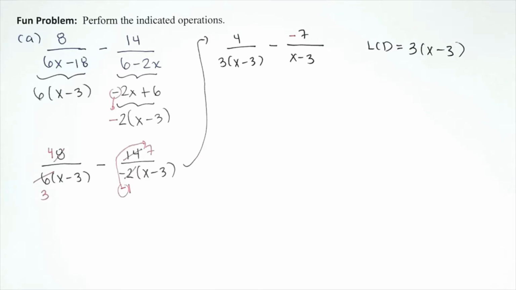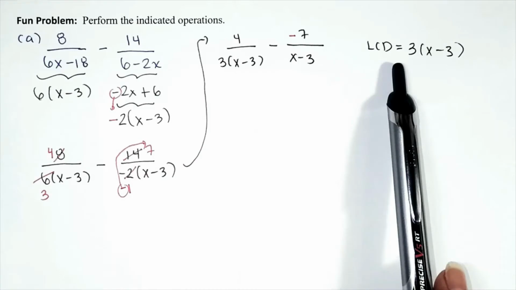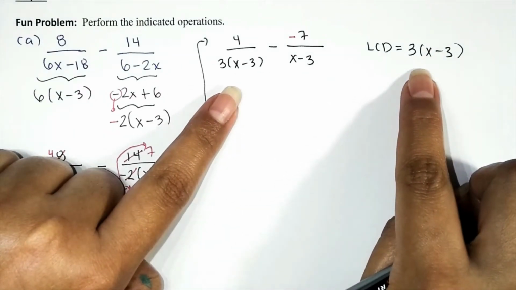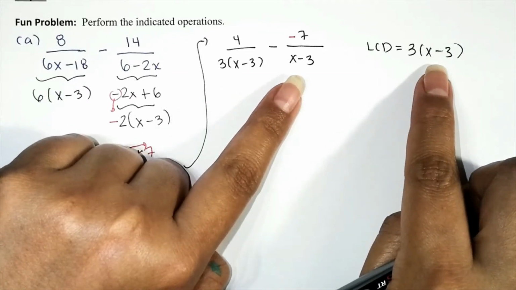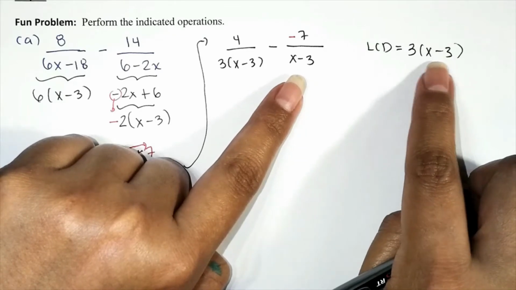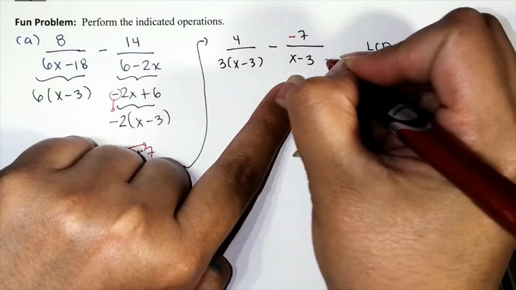So our next goal is to write those equivalent expressions. Fix it so each denominator looks like the LCD just found. The first denominator already looks like the LCD, so we're good to go. But the second denominator almost looks like the LCD. The second denominator has the binomial of x minus 3, but it's missing the factor of 3, so let's give it to it. So let's multiply top and bottom by 3.